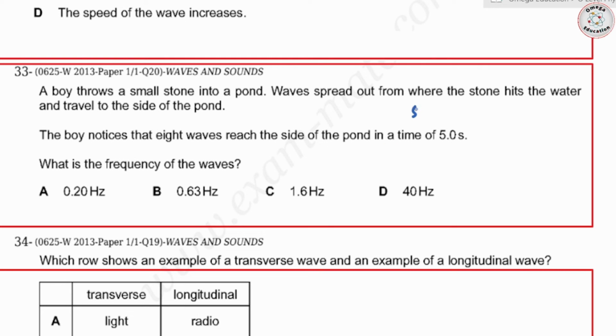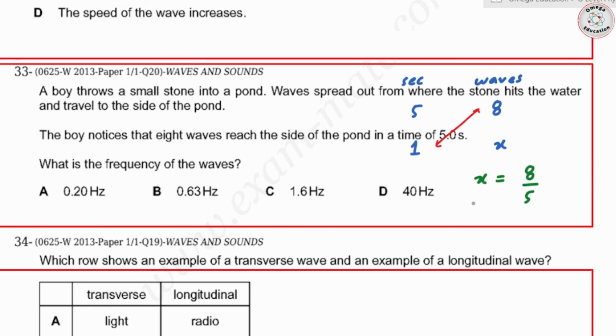So in 5 seconds, we have 8 waves. We need to find frequency. Frequency stands for the number of waves in 1 second. So in 5 seconds, there are 8 waves. How many waves would be in 1 second? It's just a question of cross multiplication. I mean, you don't even need to do that. You can simply divide it, hit it on the calculator. But if you're not really good with it, just cross multiply that. So the frequency equals 8 over 5.